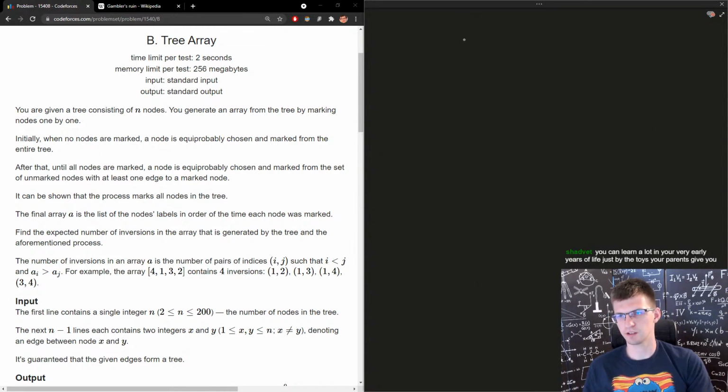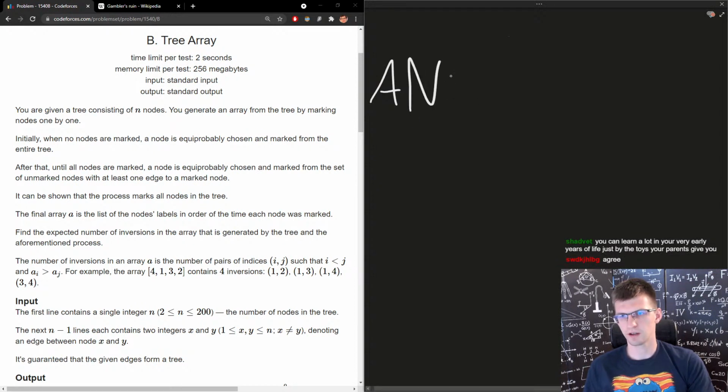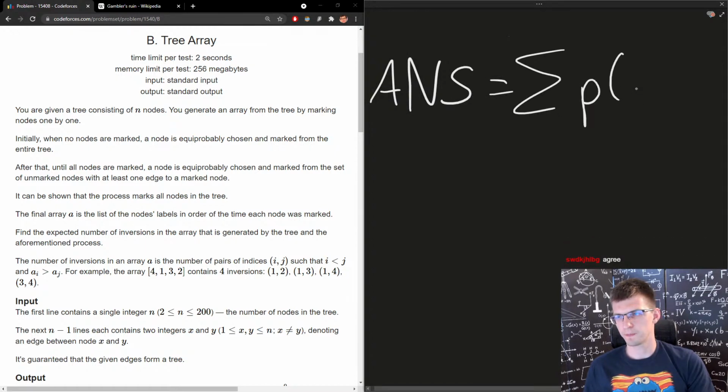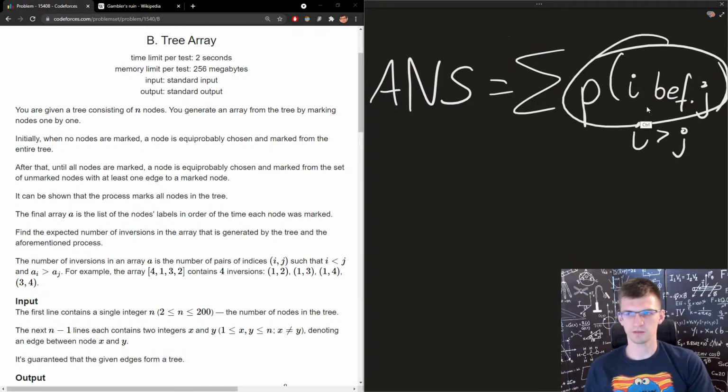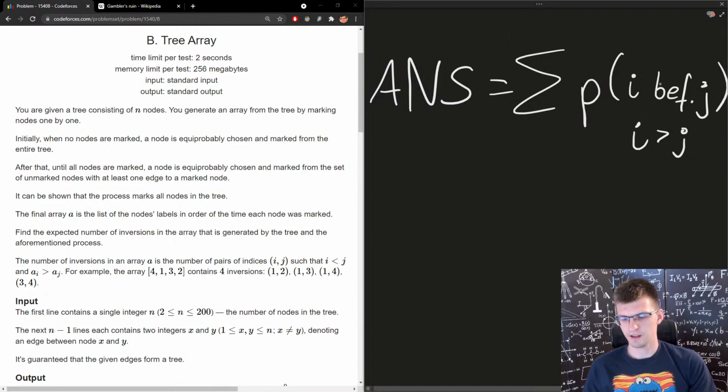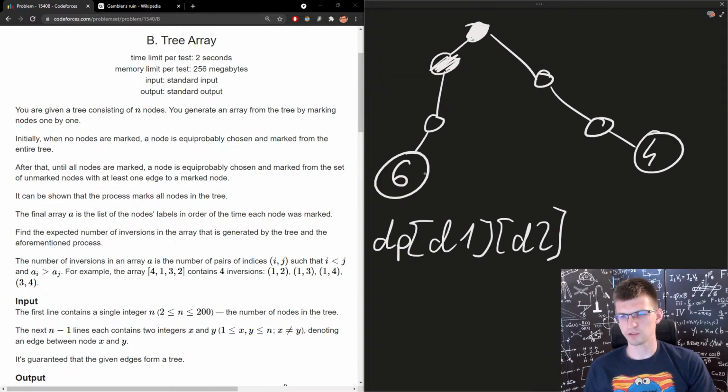I can write down here. The answer is the sum over probability that i goes before j, where i is greater than j. For every pair of nodes I need to compute this probability that i goes before j, and for those two nodes i, j, I just focus on the path between them.